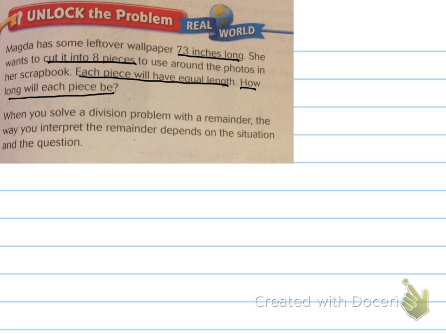Now, this is the name of the game today, down here. When you solve a division problem with a remainder, the way you interpret the remainder depends on the situation and the question, just like I said before, right? So let's think about Magda here. She has leftover wallpaper, to be exact, 73 inches of it, and she wants to cut it into 8 equal pieces, right? She wants to know how long will each piece be.